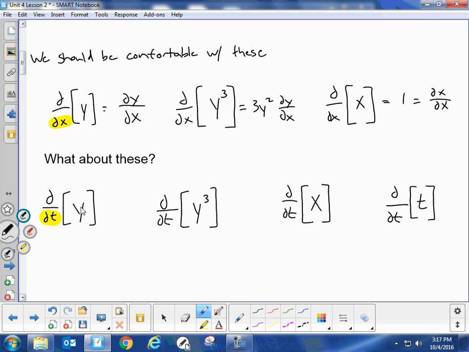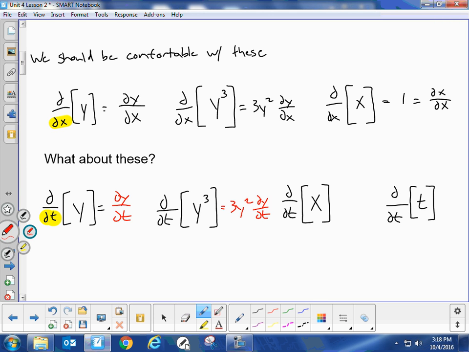Okay? How would my derivatives change? Well, instead of having dy dx, my derivative would be dy dt. That's how much my y coordinates are changing at a specific moment in time. Am I going up or down, and how quickly? For y cubed, we would apply the chain rule, similar to what we did up here with implicit differentiation, only it would just be 3y squared dy dt instead of dy dx.